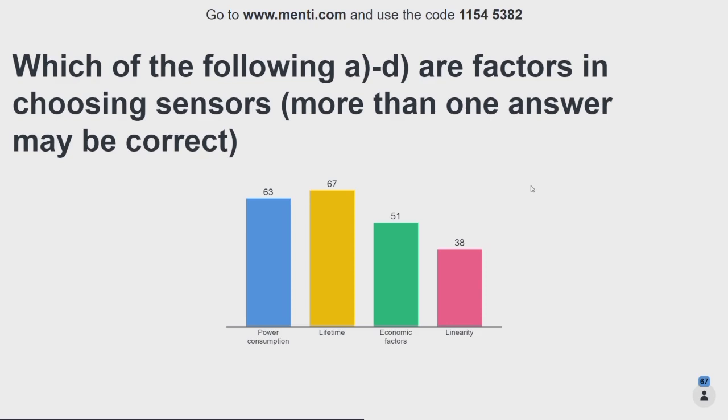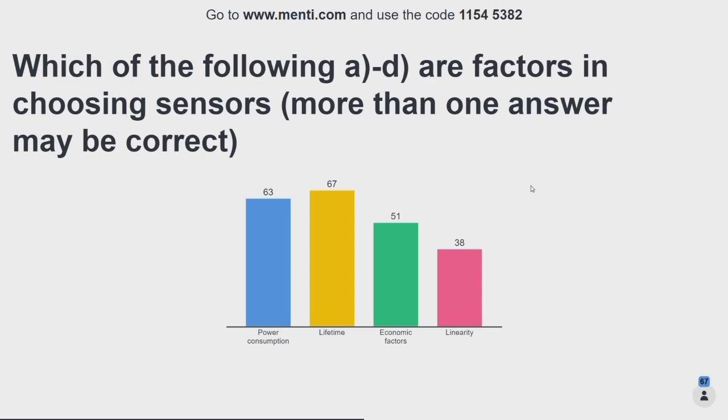The lifetime of the sensor, yes, that's also important. I deliberately chose the aircraft manufacturer as the example. How long is the lifetime of the aircraft and how long is the lifetime of the sensor? That's going to be a problem if the lifetime of the sensor is shorter than the lifetime of the aircraft, unless we replace the sensors regularly, because you don't want your sensors to break whilst your aircraft's airborne. So the lifetime of the sensor is important.